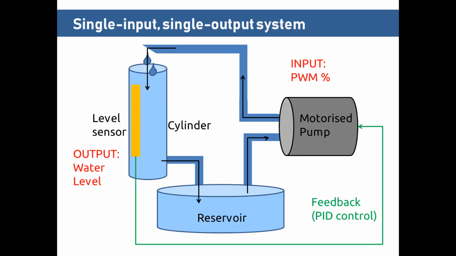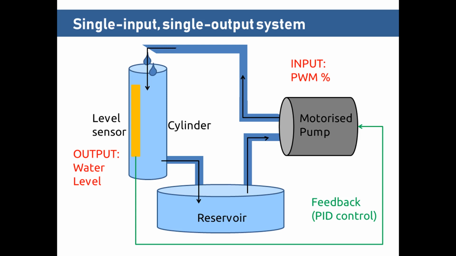We're going to start by looking at the simplest system that Conjecture is able to model, a system with a single input and single output. Here's a water pump system that we built as an example of this. We have a cylinder that is leaking water into a reservoir, while water is simultaneously being pumped from the reservoir back into the cylinder. We're interested in keeping the water in the cylinder at a set level, which is measured using this capacitance level sensor on the side of the cylinder.